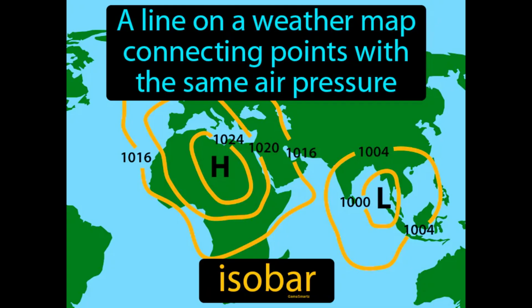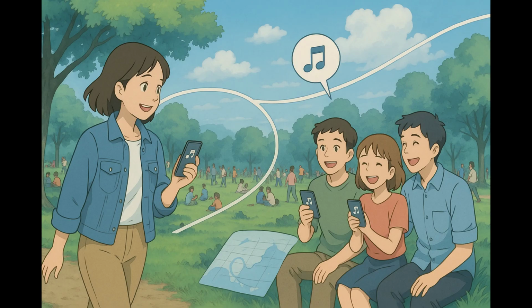A line on a weather map, connecting points with the same air pressure: isobar. An isobar is a line on a map that shows where the air pressure is the same at different locations. Imagine trying to find a group of friends in a crowded park where everyone is scattered, but they're all playing the same song on their phones.